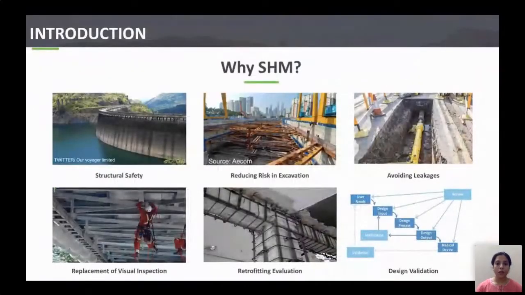So now we got the answer why we need SHM. If you want to talk about structural safety, the answer is SHM. If you want to reduce the risk during the excavation, you should go for SHM. For avoiding the leakages in the pipe structures, it is required. Definitely, it's a replacement for the visual inspection, which can sometimes be very risky and even impossible in the inaccessible regions. For the retrofitting evaluation, this is required. And finally, for the design validation, SHM is a must.